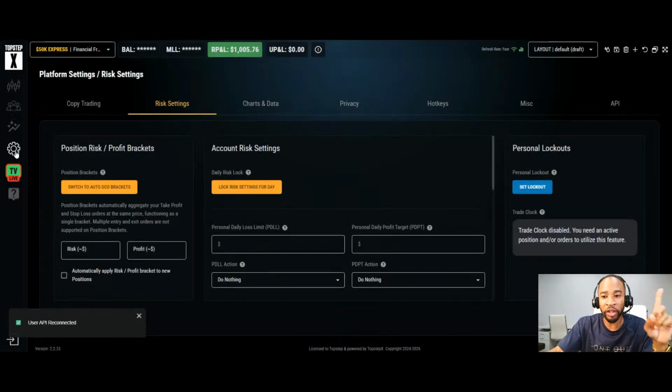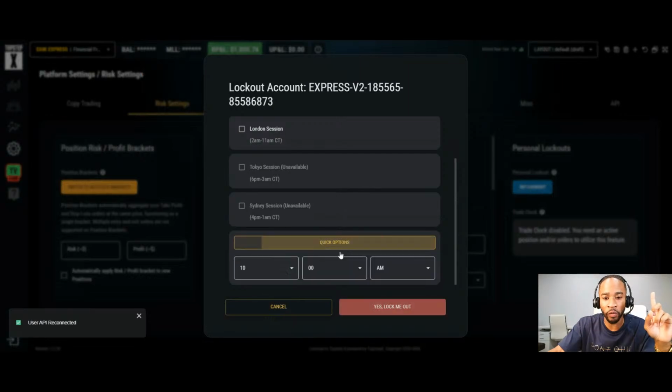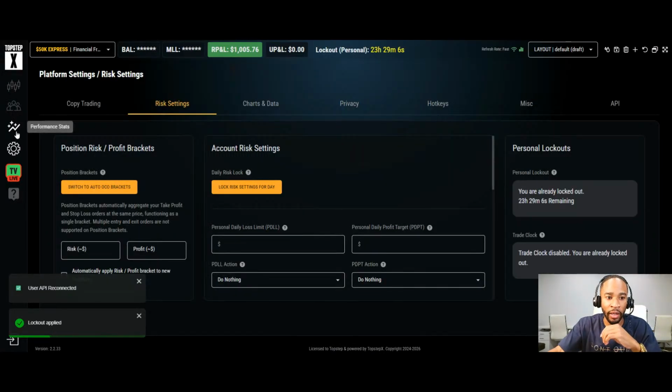And let me show you all how to be a disciplined trader. I'm going to lock this account so I won't overtrade. I'm going to lock this account today so I won't trade no more, and I'll lock it until 9:30 the next day. But let's see how much we made so far.